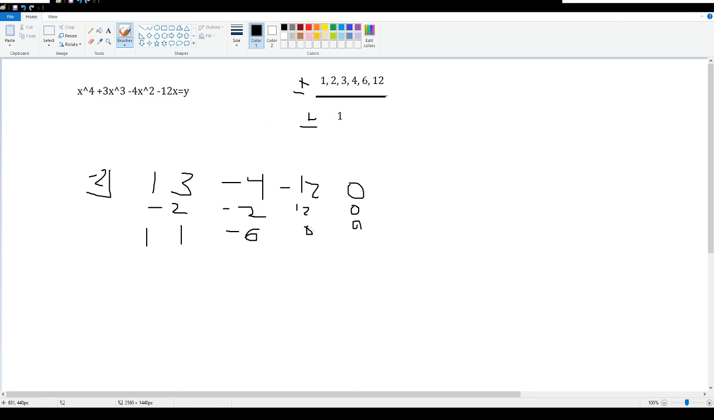0. So we know that -2 is a root, but really it's x plus 2, because it's x equals -2. So I need to add that. So then x plus 2 equals 0. So we know that one of the parts of the factored form of this polynomial is x plus 2.